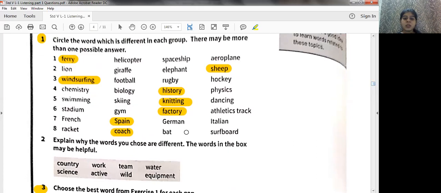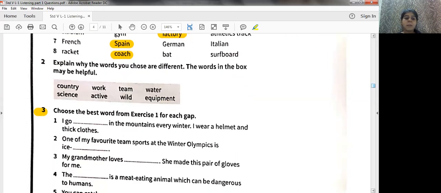What is it, students? Think. It's ice hockey. Third one over here. Okay, ice hockey. Next, my grandmother loves dash. She made this pair of gloves for me. So my grandmother loves knitting.